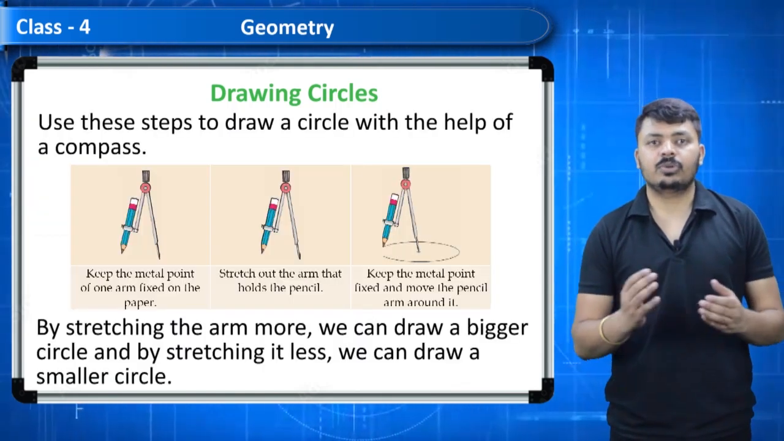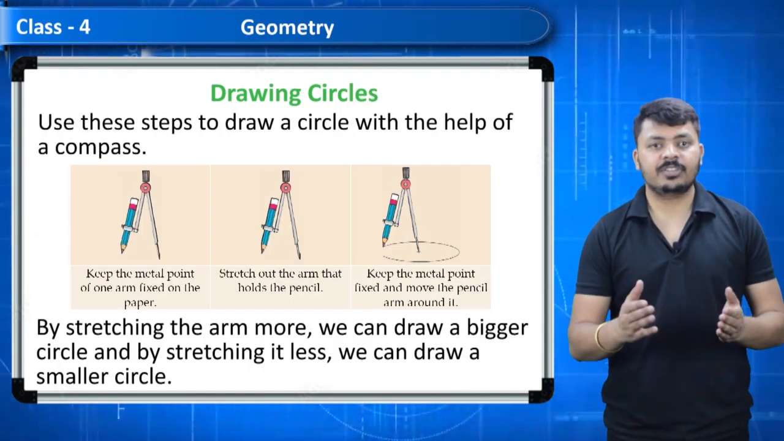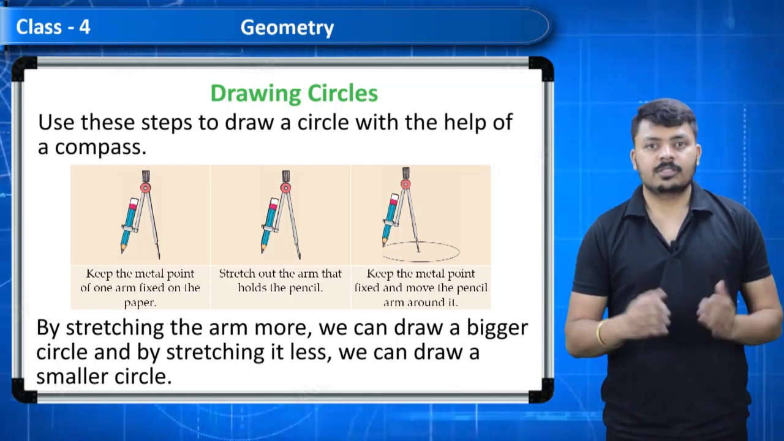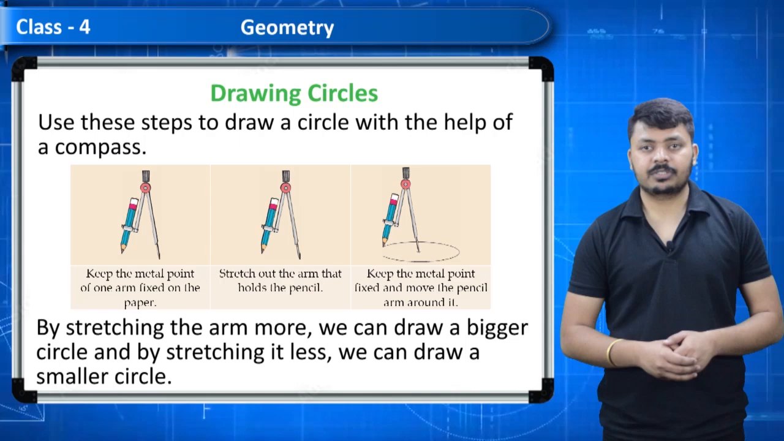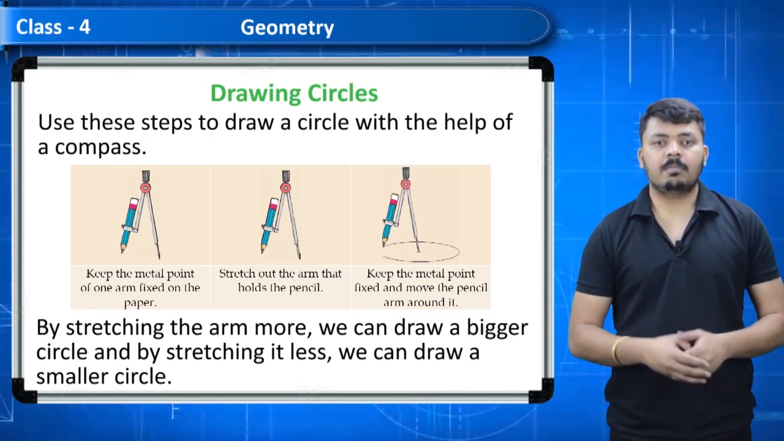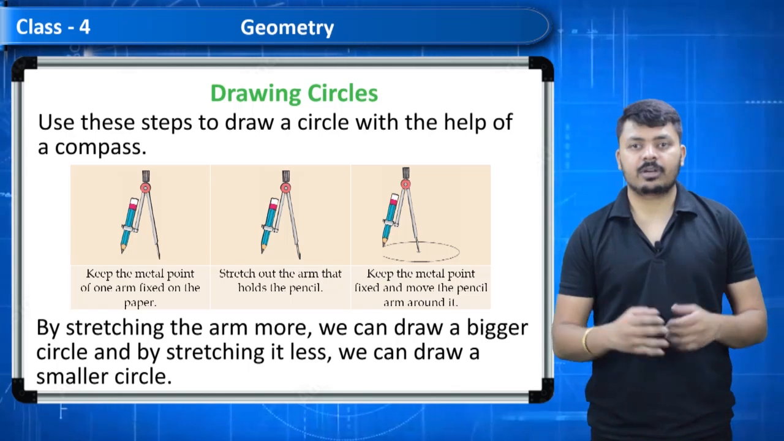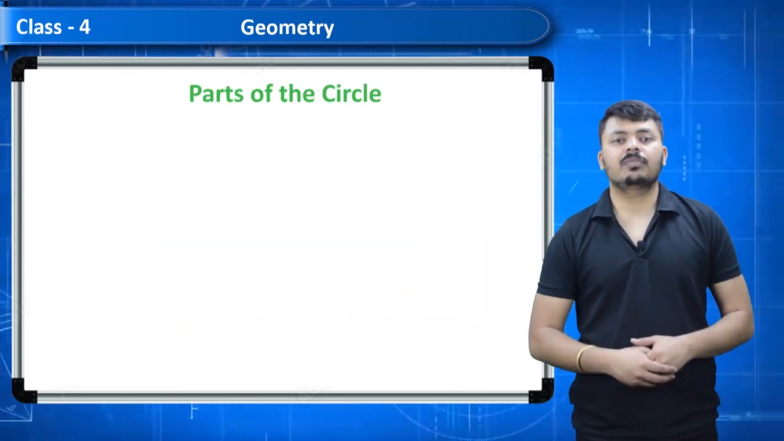Use these steps to draw a circle with the help of a compass. Keep the metal point of one arm fixed on the paper. Stretch out the arm that holds the pencil. Keep the metal point fixed and move the pencil arm around it. By stretching the arm more, we can draw a bigger circle, and by stretching it less, we can draw a smaller circle.